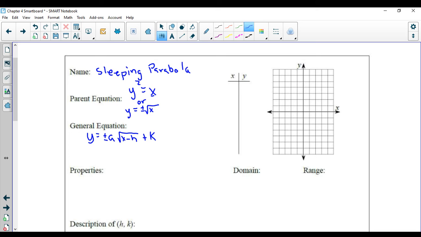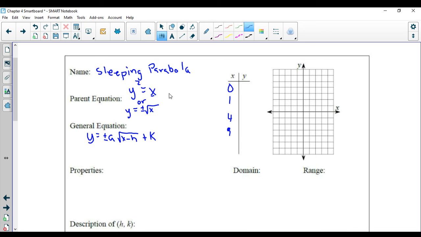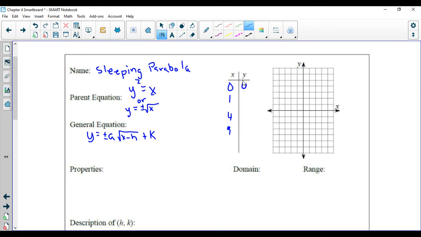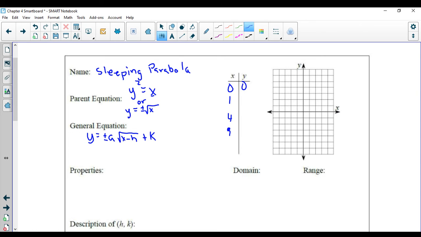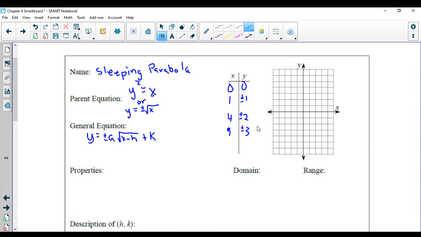So this does have a radical, so we are going to use those perfect squares just like when we had positive square root of x. So this is very close to just the regular square root one. So 0, 1, 4, and 9. And the only difference is now we're going to have plus or minus. So the square root of 0 is 0. There is no plus or minus 0, so it is just 0. Square root of 1 is 1, but now we're going to have plus or minus 1. Square root of 4 is 2. So again, we have plus or minus 2, and the square root of 9 is 3. But now we'd have plus or minus 3.